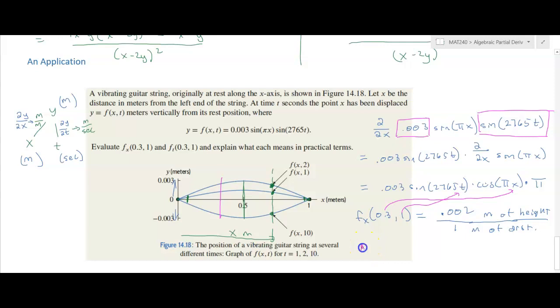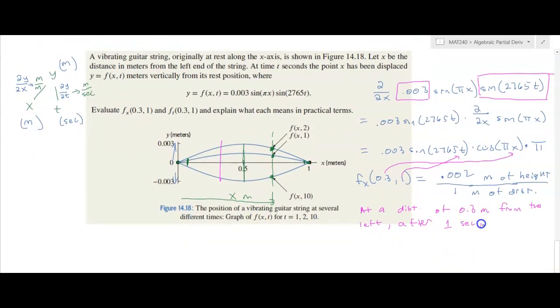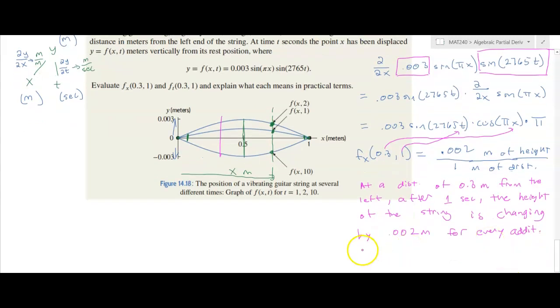if currently we look at a distance of 0.3 meters from the left, after 1 second, the height of the string is changing by 0.002 meters for every additional meter of horizontal distance.